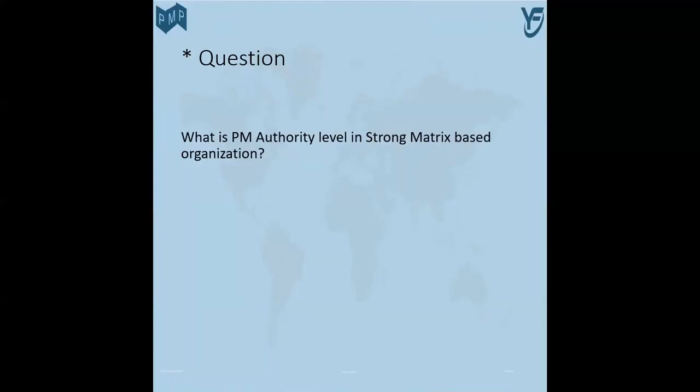So coming towards our star question. What is the PM authority level in a strong matrix based organization? First one is moderate to high, high, low to moderate, low to high.